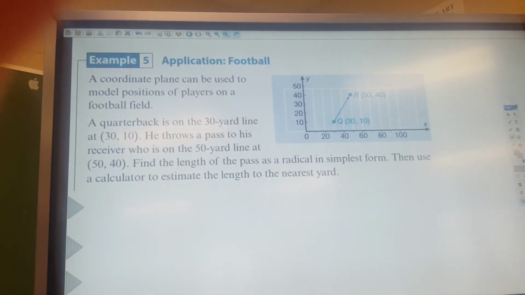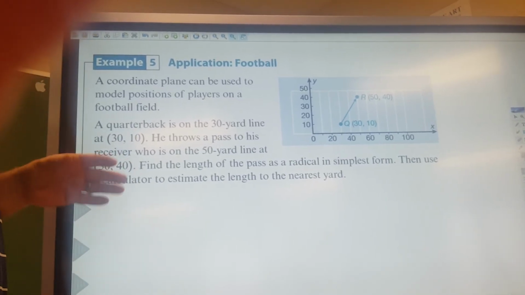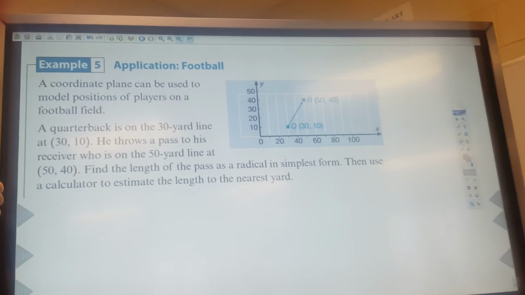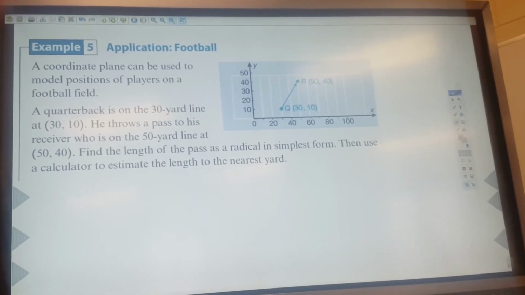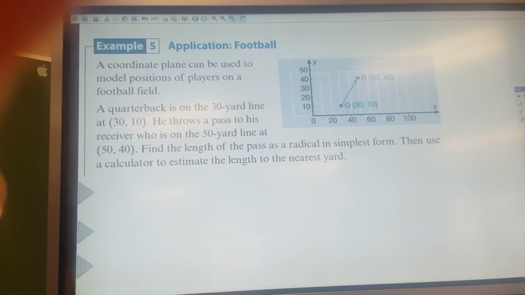Find the length of the pass as a radical in simplest form. So we're being specific about this. Then use a calculator to estimate the length to the nearest yard. So we're going to find it simplified as a radical, and then we're also going to find it as a decimal.